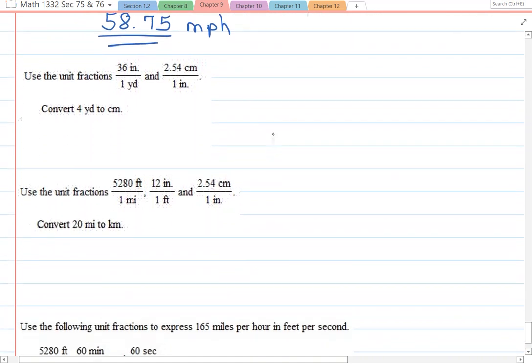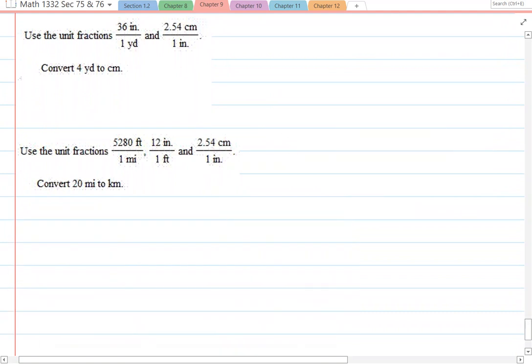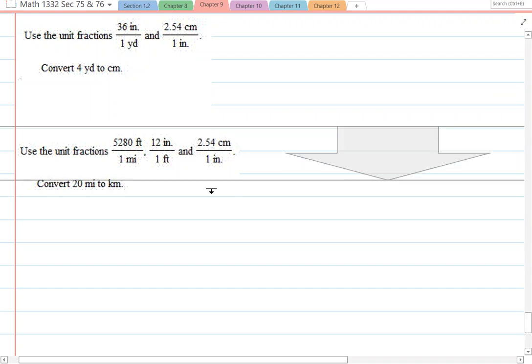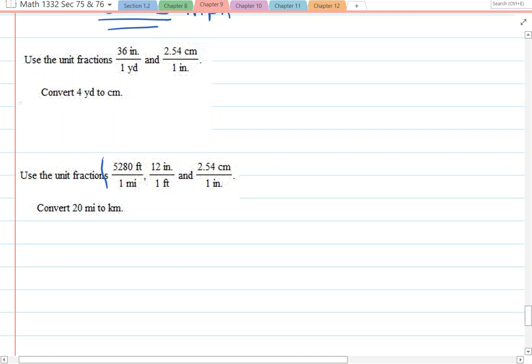Now they're giving us the unit fractions they want us to use, and we're doing the math on it. Come on. For some reason it won't go down. Okay, let's see if I can make it all fit.